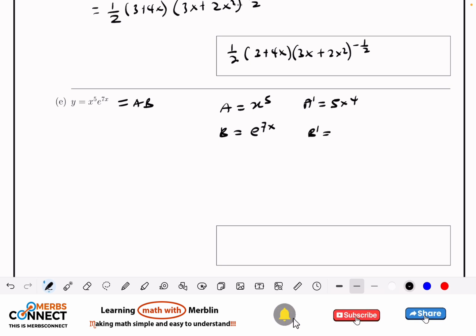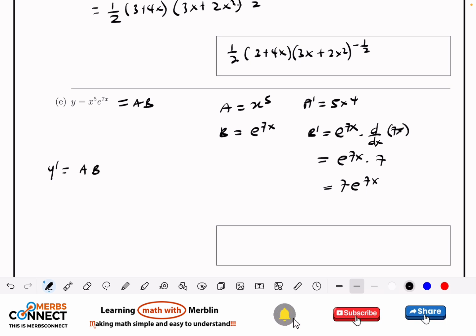What is B prime? Now B prime, I maintain the function. I differentiate what is on the top, which is 7x. This is going to give us times 7, and this is 7e to the power 7x. So this is the process. So now what is y prime? A B prime plus B A prime.